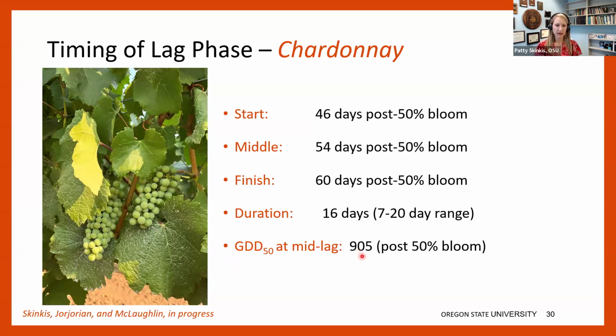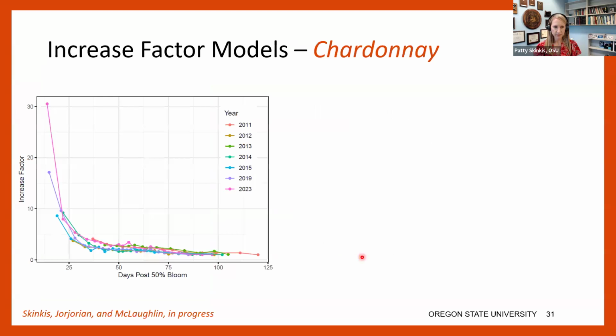And we found that the thermal time, the growing degree days base 50, was 905 on average for that 50%, or midpoint, of lag from 50% bloom. And the increase factor models, we're still working on this, but this is what it looks like. Very similar to what the Pinot Noir one looks like. This just happens to show the increase factors based on each one of those crop years.